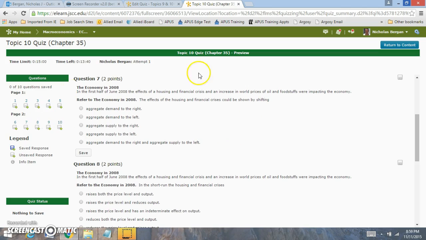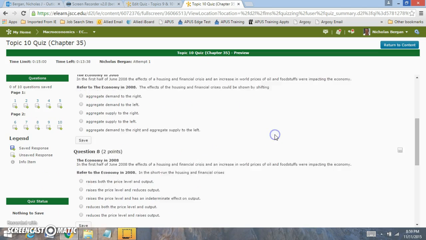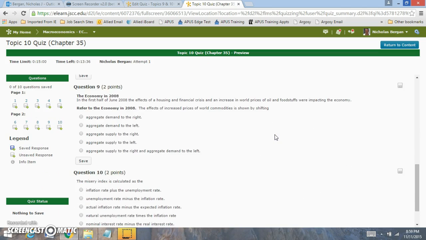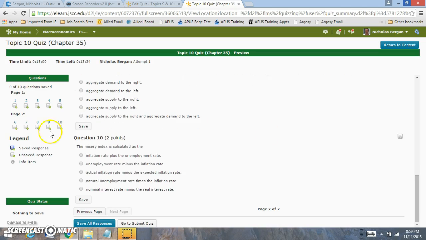In these examples, you're looking at how it influences aggregate demand. And this is an example of a calculation of the misery index. These are some of the topics and questions that you might see on the quiz.